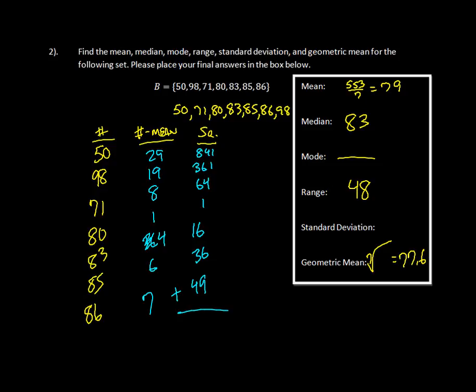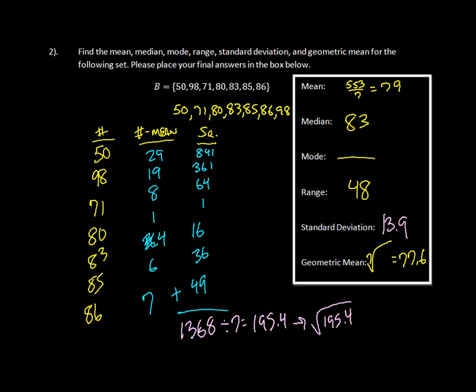When I add them up, I'm going to get a number of 1368. I take that number and divide it by 7 to get like 195.4, and I'm just going to take the square root of that. The square root of 195.4 is my final answer, which is about 13.9 or 14.0, again, depending on where you round it.